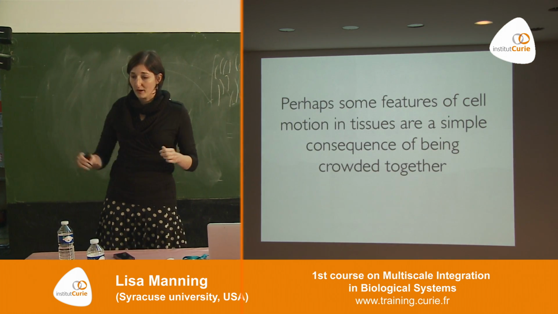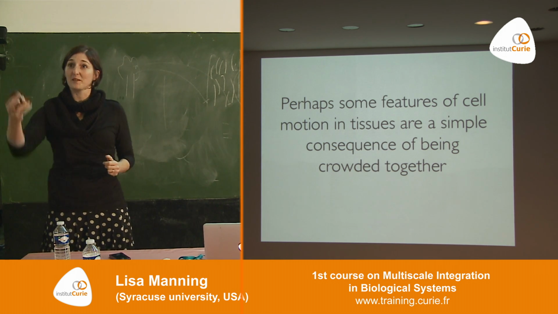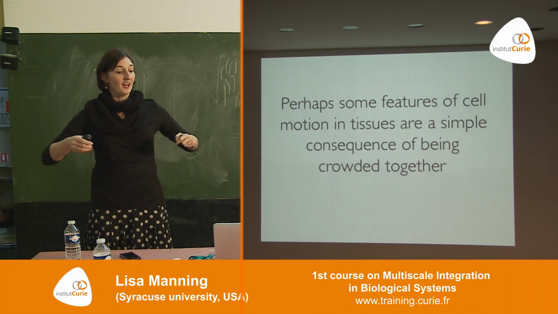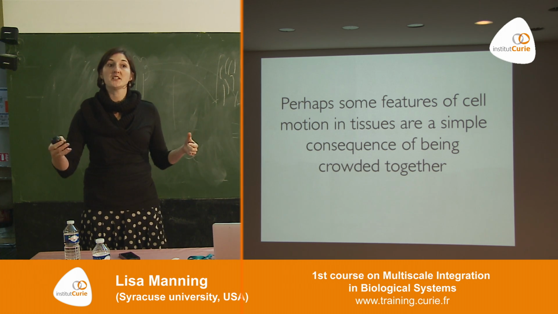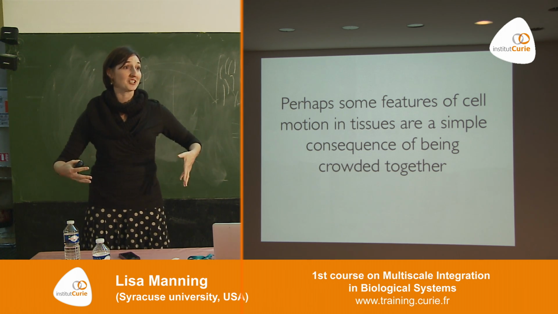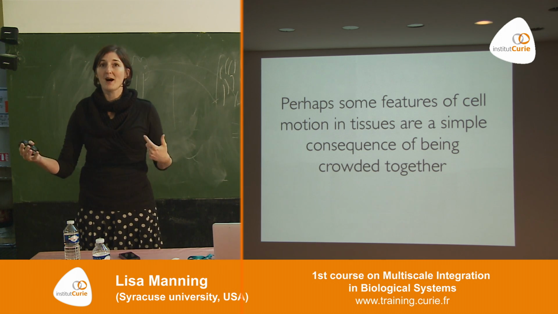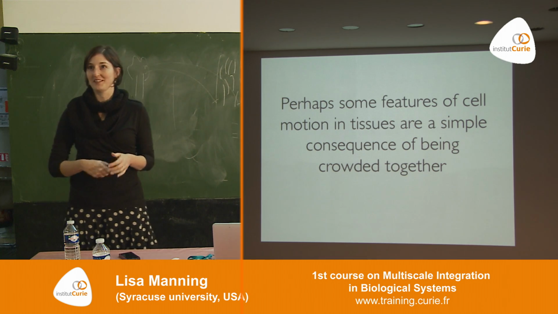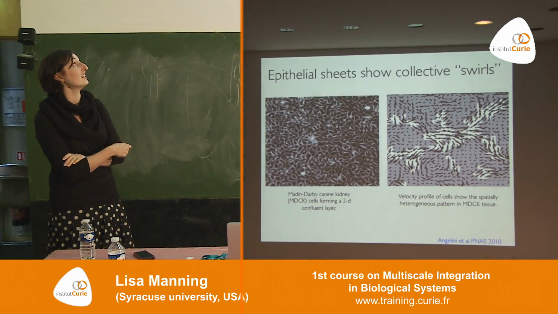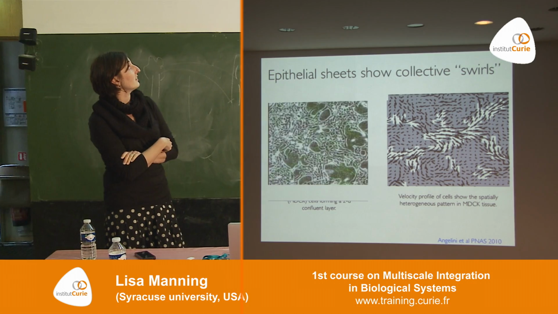The question that I want to propose, which has already been mentioned by Pascal, is that perhaps some features of cell motion in these tissues are a simple consequence of the cells being very crowded together. That's a hypothesis that I want to explore in a little more detail, and ask some tough questions about that idea, because it's a nice idea. So where does the idea come from?